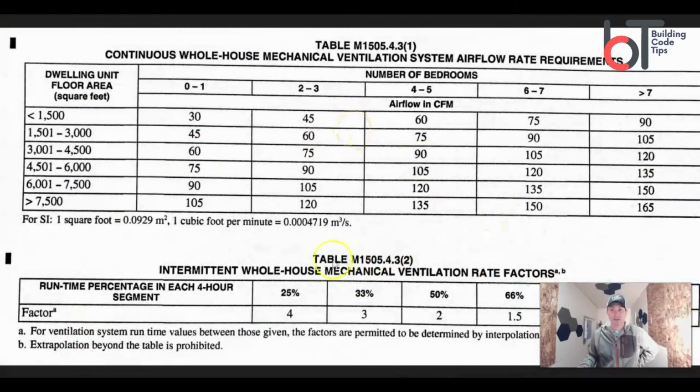Let's hop into some of the code on it. So this would be continuous whole house mechanical ventilation system airflow rate requirements. Here they're talking about bedrooms, talking about how big the house is, and they're telling you what the CFM you need. So 4 to 5 bedroom house, that's 3,000 square feet, needs a 75 CFM fan. Get into the intermediate whole house mechanical fan, then it starts getting into factors of if it's running 50% of the time, then you double it by 2. But then down here it says that it's up for interpolation, determined by interpolation.